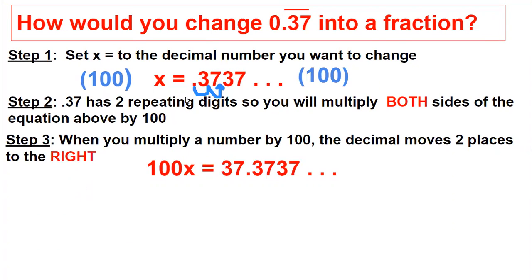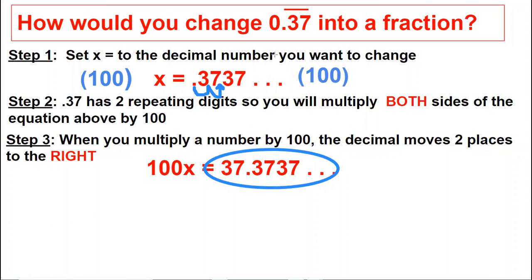So now we have, and you'll see that right here, we have moved the decimal 2 places to the right. It is now 37.3737373737, repeating. And the left side is times 100 and x, right? 100x is 100 times x, as far as we can take that one. Okay, let's continue.